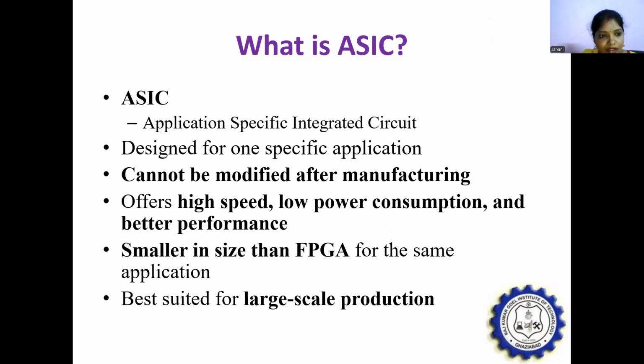Next we will see the second option for implementation, that is ASIC, the application specific integrated circuit. From the name itself, you can tell that it is designed for one specific application. Once it is designed, it cannot be modified after manufacturing. The main advantages of ASIC are that it provides high speed, consumes less power, and provides better performance. Compared to an FPGA board, it is smaller in size. ASIC is mainly suitable for large scale production.